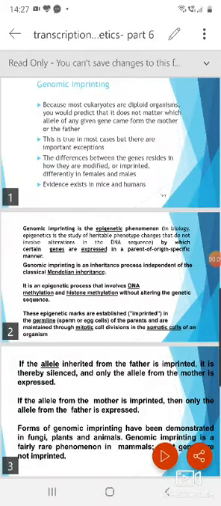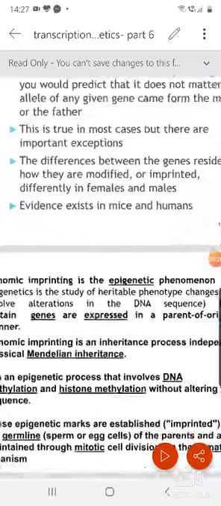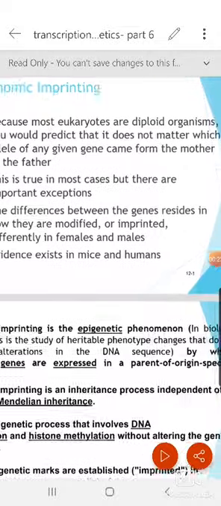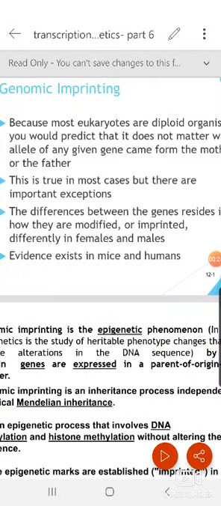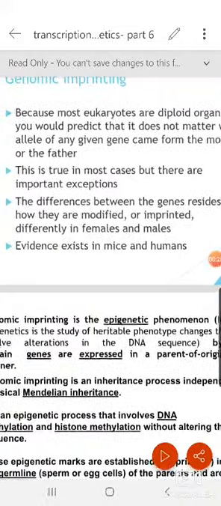Good morning. Today we will discuss genomic imprinting and how, by doing this genomic imprinting, eukaryotic genes are regulated. Now, what is genomic imprinting? Most of the eukaryotes are diploid organisms. You would predict that it doesn't matter which allele of any given gene came from the mother or father.